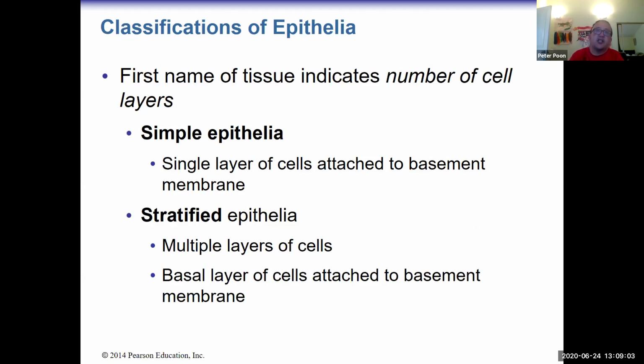The classification of epithelia. Okay, the first name, so epithelium will always have two names. The first name of the tissue indicates the number of cell layers. Okay, so let me show you what that means. Okay, so I'm sure you guys can count.